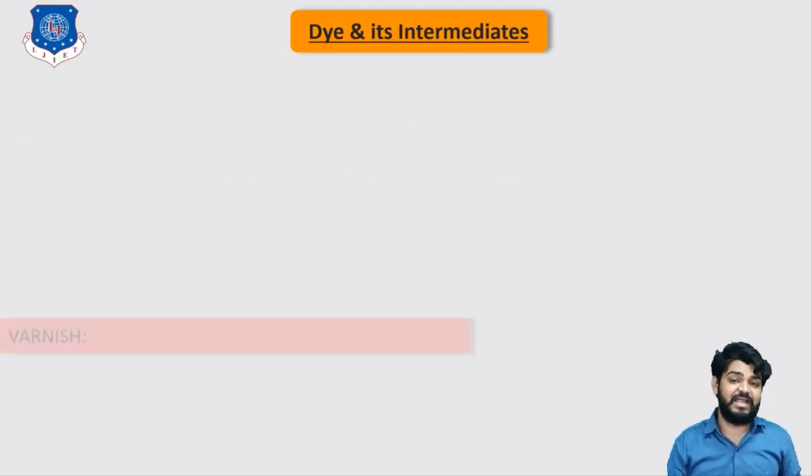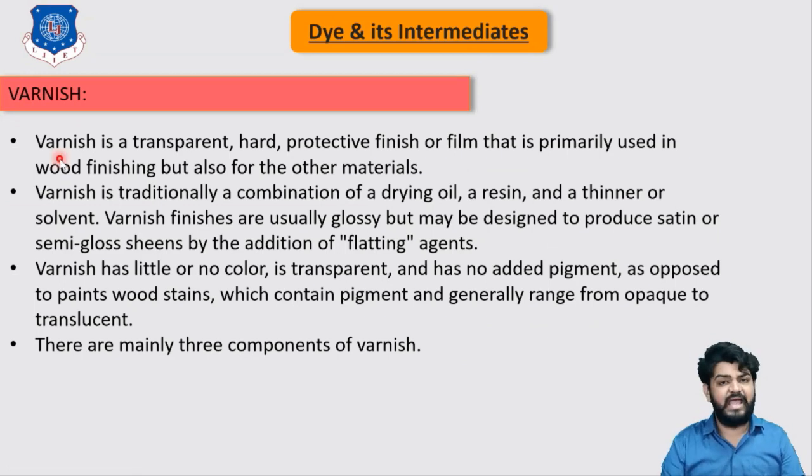So after that, let's move to the understanding of the varnish. As you can see here, varnish is a transparent, hard, protective finish or film that is primarily used for wood finishing, but it can also be used for other materials. So they are generally transparent and hard materials which are used for protective purposes. Varnishes are traditionally a combination of drying oil, resins and thinner or solvents. So traditionally they are a mixture of drying oils, resin and thinner.